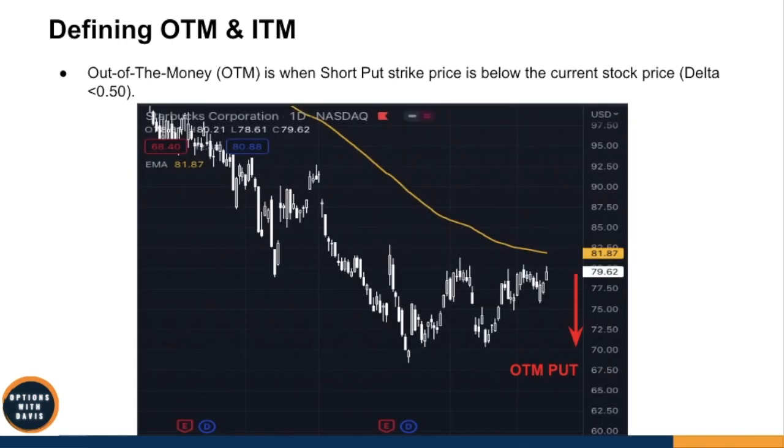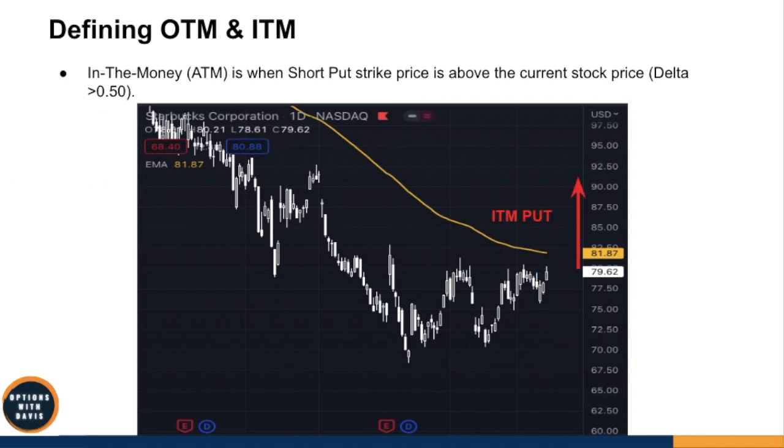Alright, so first of all, let's define what is out of the money and what is in the money. Out of the money is very simply when your short put strike is below the current stock price. For example, if the current stock price right now is $79.62, any strike price below this will be considered an out of the money put. And the delta is always, by the way, less than 0.5. 0.5 is at the money, that means it's at this price down here. Anything below that will be lesser than 0.5.